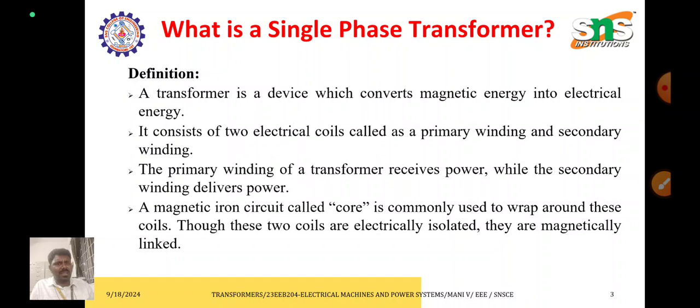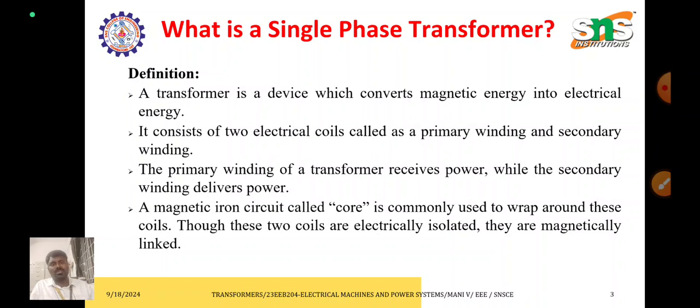So what is a single phase transformer? A transformer which is used to convert the magnetic energy into the electrical energy. It consists of two electrical coils. One is called primary, which is connected with the source, and another one is called secondary, which is connected with the load. The primary winding of the transformer receives the power from the source, while the secondary winding delivers the power to the load.